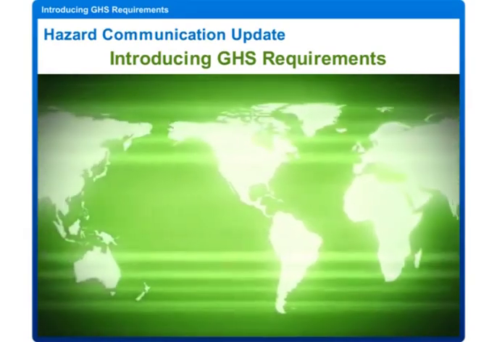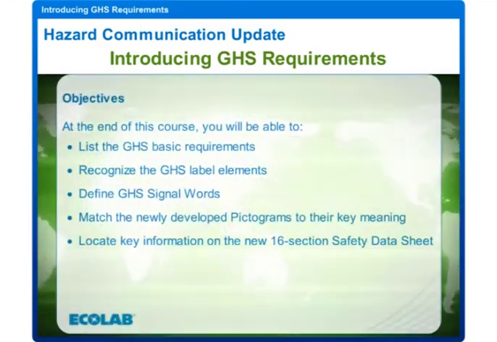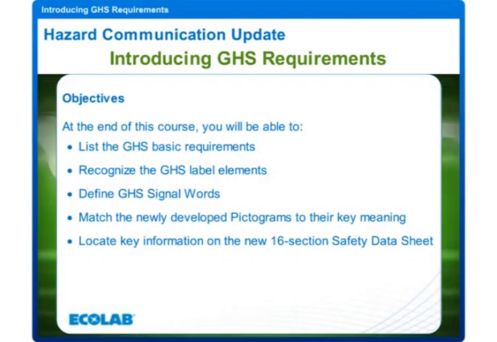As a user of chemical products, you will be expected to understand the basics of GHS and how it changes our hazard communication systems. At the end of this course, you will be able to list the GHS basic requirements, recognize the GHS label elements, define GHS signal words, match the newly developed pictograms to their key meanings, and locate key information on the new 16-section safety data sheet.